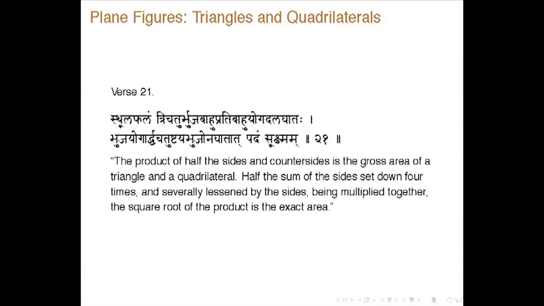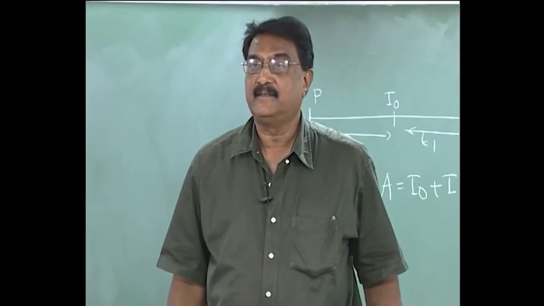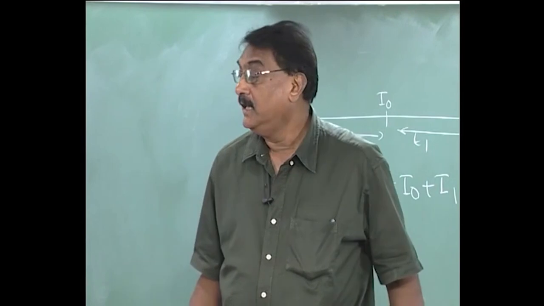he will give the area of the triangles and quadrilateral. The product of half the sides and counter sides is the gross area of triangle and tetragon, which is essentially quadrilateral. Half the sum of the sides set down 4 times and severally lessened by the sides, being multiplied together, the square root of the product is the exact area. So here he first gives some approximate results which may be useful at times, and then he will give the exact result.